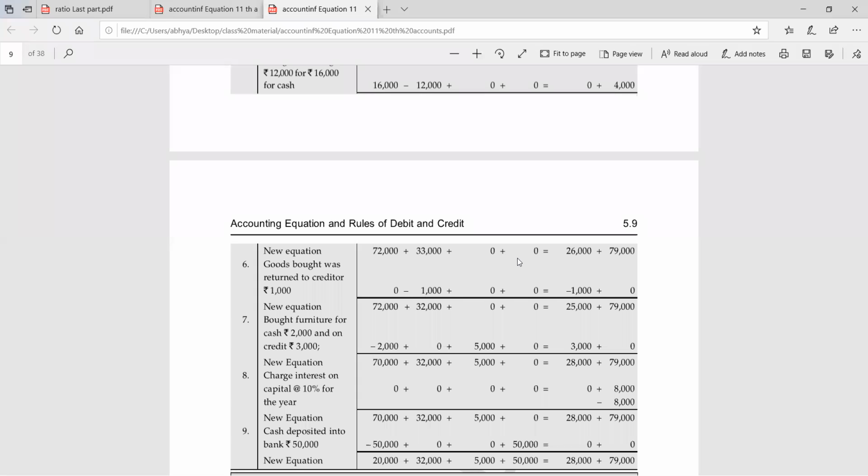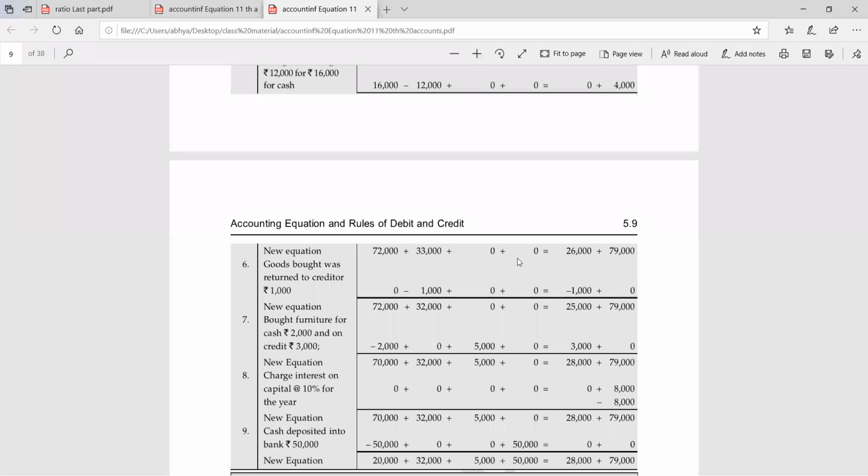Yes. Next, we have returned goods to creditors costing rupees 1,000. So whenever we return goods, then definitely it will decrease our stock. So purchase returns will decrease our stock and sales returns will increase our stock. Which two accounts will be decreased? Stock and creditor. Very good. So from stock, we are going to decrease 1,000 and from creditors too, we need to decrease 1,000.